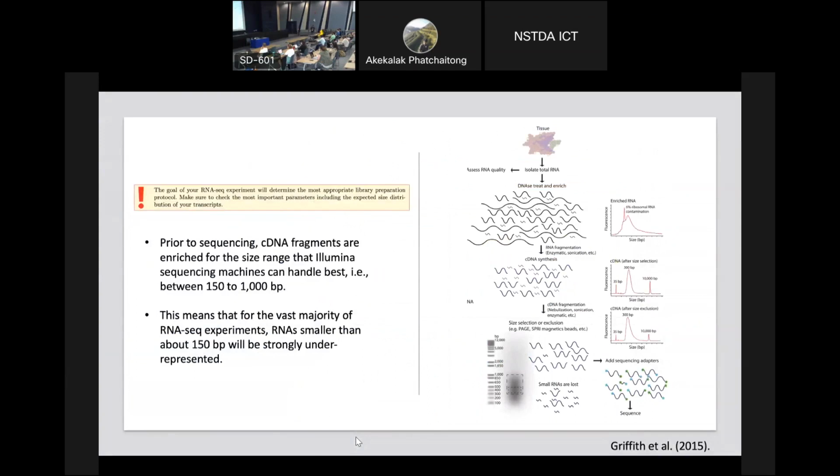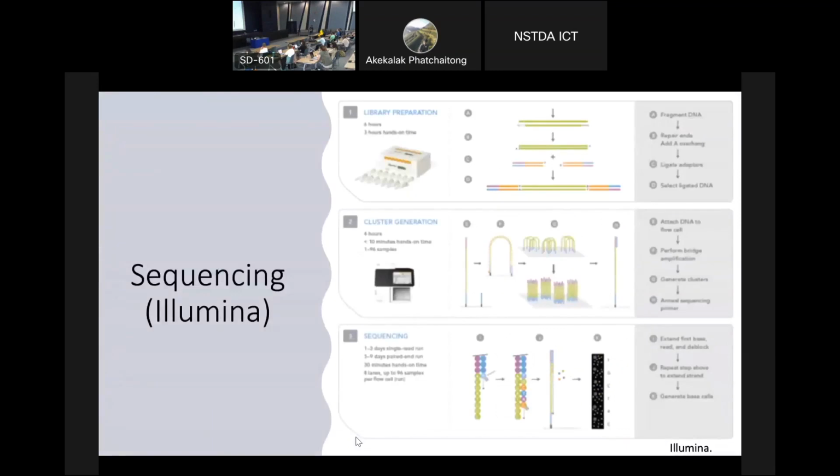But for the vast majority of RNA-seq experiments, the RNA is usually smaller than 150. So these guys are going to be strongly underrepresented. So you want to find ways to manage that issue. And it's important, therefore, for you to know what is the size that you're dealing with, so you could do something to enrich these smaller ones. And I think there are some ways to do that. And once you're settled with that, you're happy, you submit for sequencing.